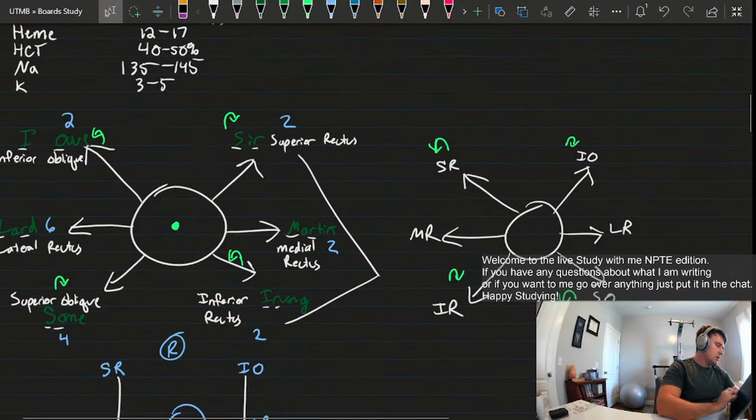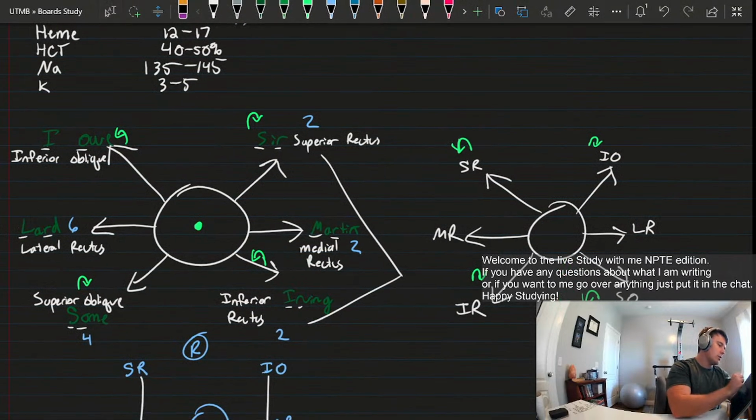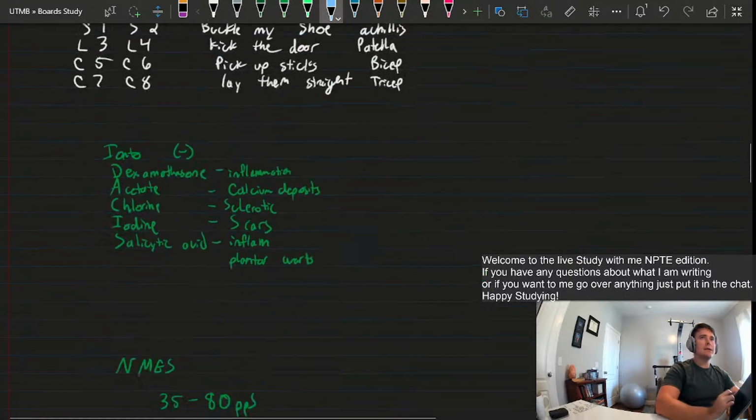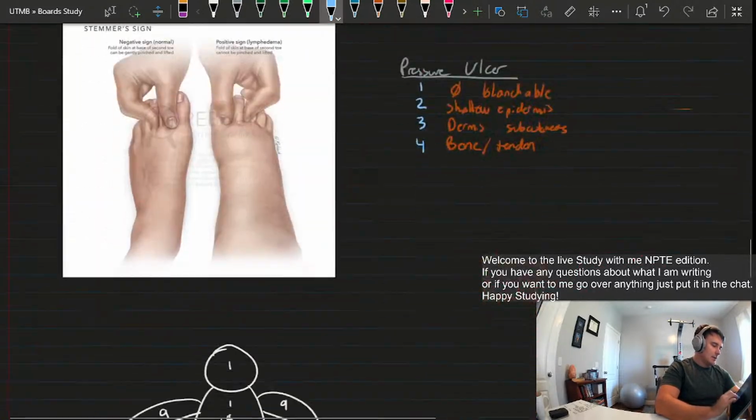And I realized I made a mistake up here with all of these. These are not 2s, these are cranial nerve 3, because the optic nerve reads it. 3, 3, 3, 3, 4, 6. I wonder how often I've done that. Oops, sorry guys.